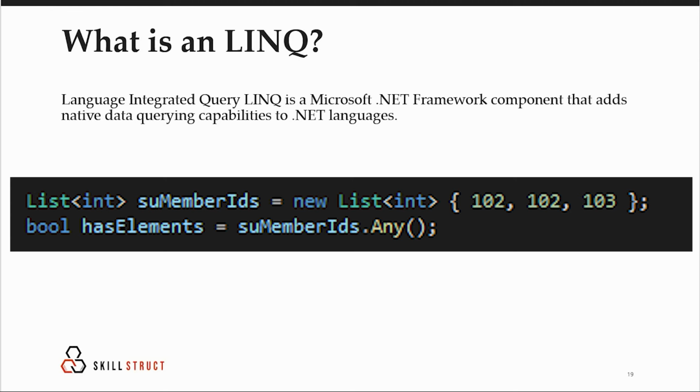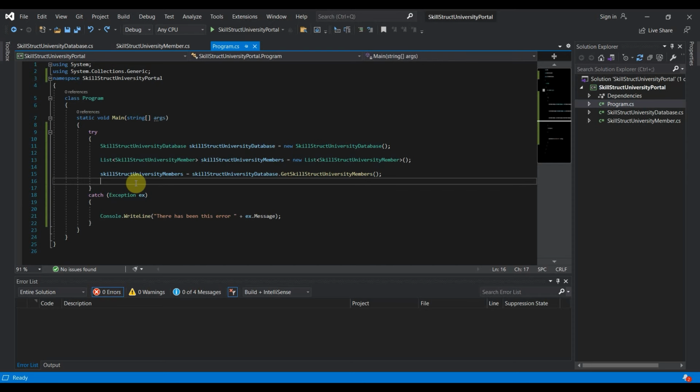So it's going to be a very useful commodity for us as we've created that data set of those SkillStruct members, and we want to query it to get certain information and filter on that information. So that's an explanation of what LINQ is. Let's actually implement or use that in our code now. So now we understand what LINQ is, and we've already created our collection of SkillStruct University members. Let's put the two together.